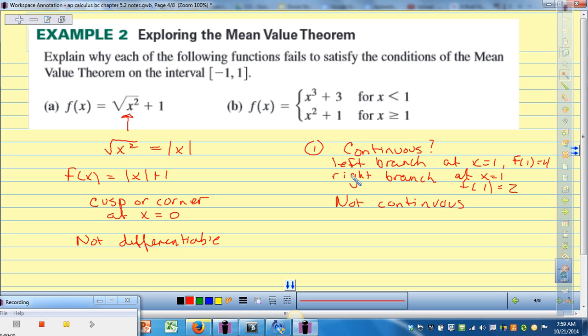the function. Yes, perfect. The limit must exist, the function must exist, and they must be equal. Very nice. All right. Am I good to move on? Yes. Okay, I'm moving on.